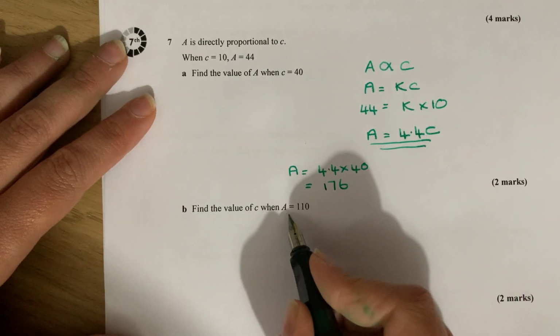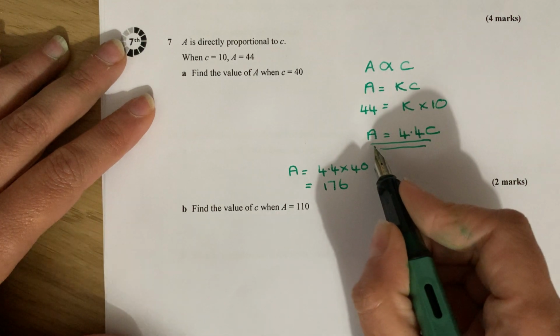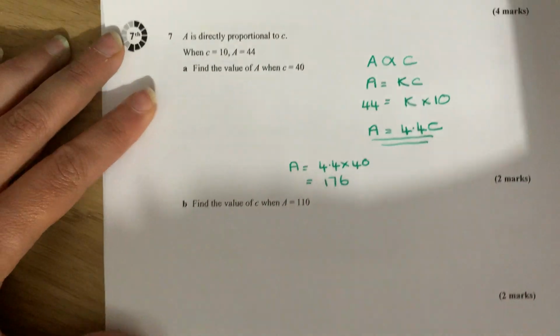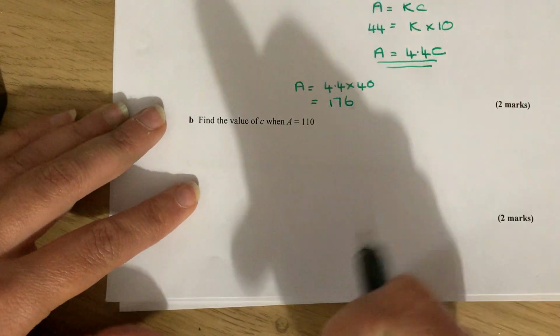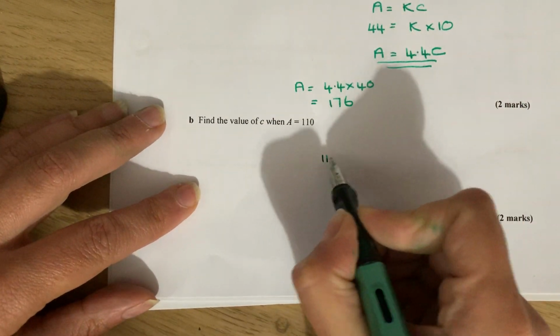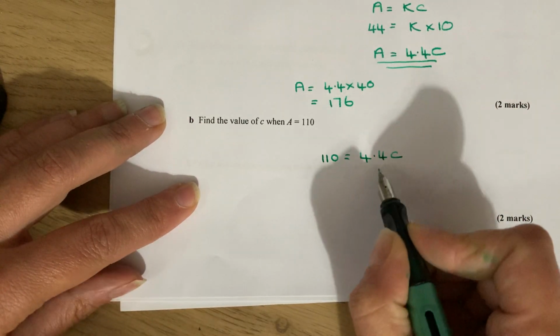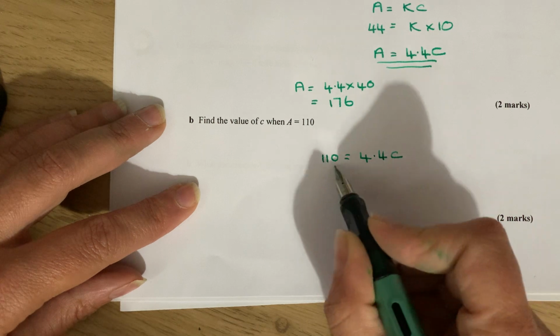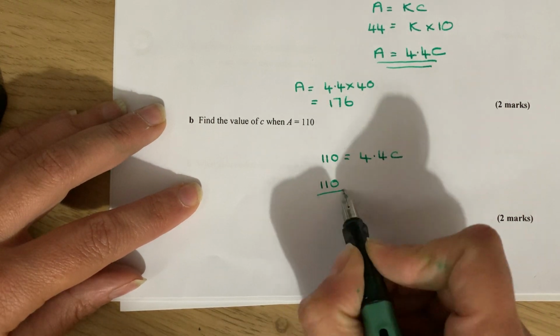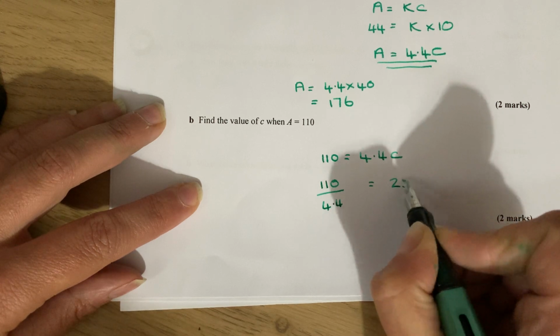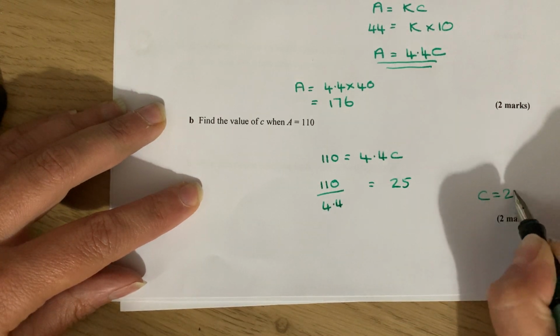Find the value of C when A is 110. Lots of you were stuck on this the other day when you had it in your questions there. So you put the value over the other side. So 110 is equal to 4.4 multiplied by C. We want to find the value of C, so I'm going to do 110 divided by 4.4, which will give me 25. So C will be 25.